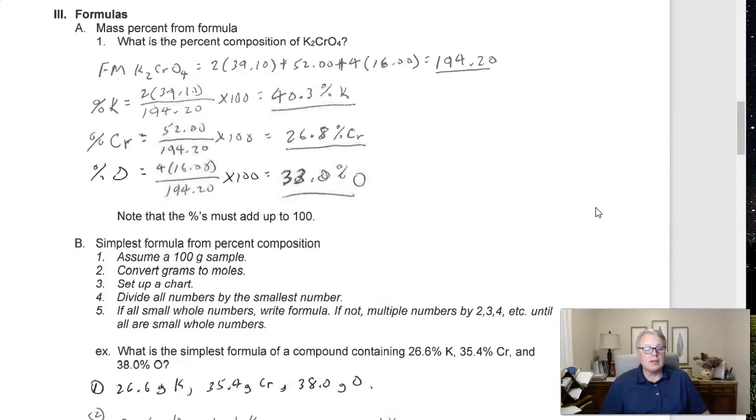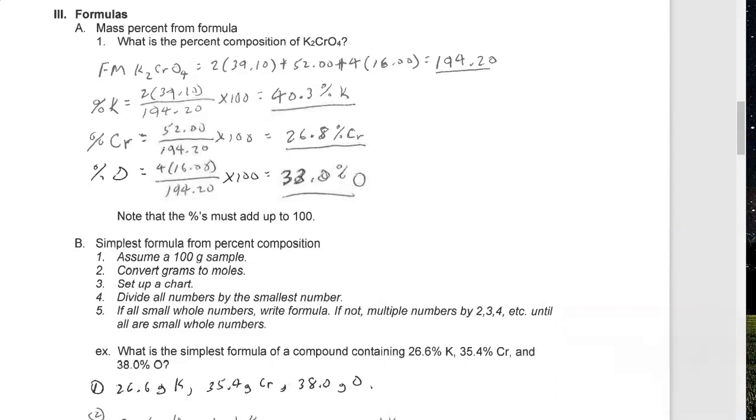So what I'm going to do here is go ahead and give you a little checklist that you can look at. It makes a lot more sense when you do the problem, but at least this way you've got it all written in one spot and you can refer back to it when you're doing problems. And of course, on the test you won't need it anymore because you've done so many of these that it's simple. All right. So how do you do a simplest formula from a percent composition?